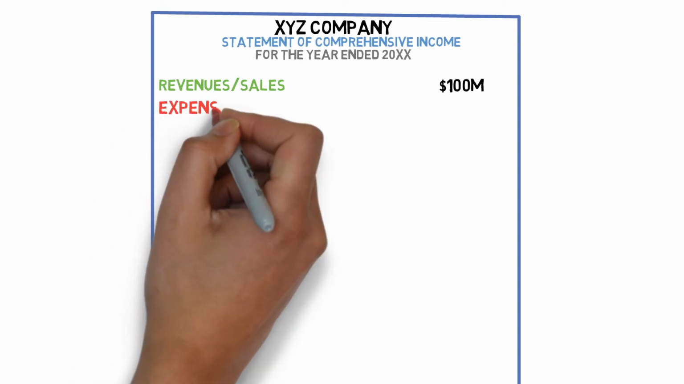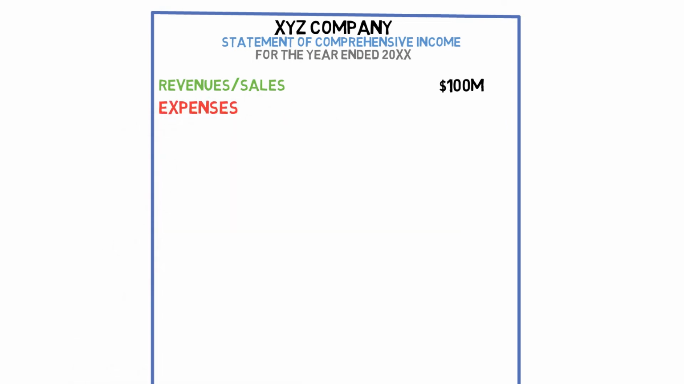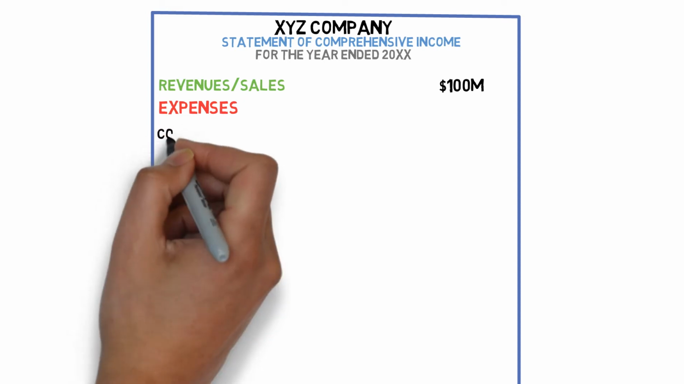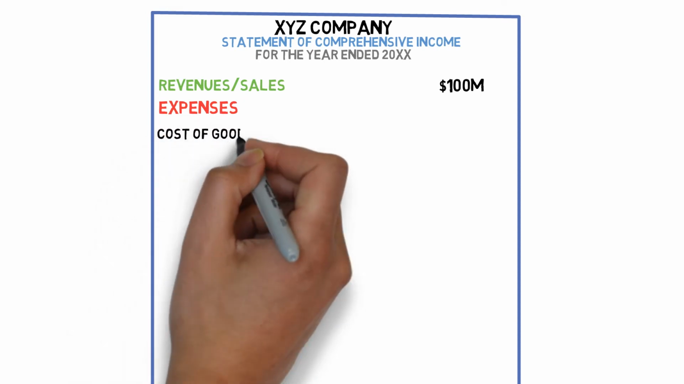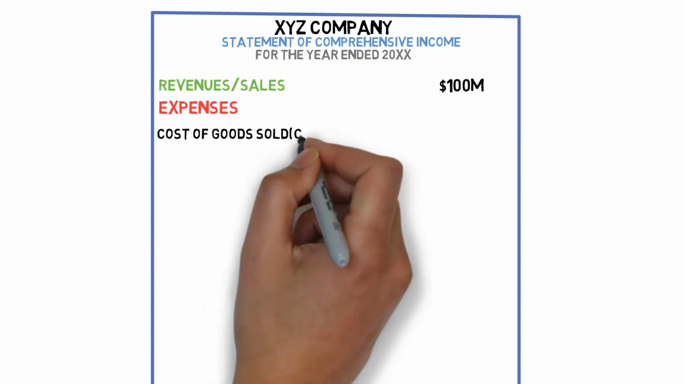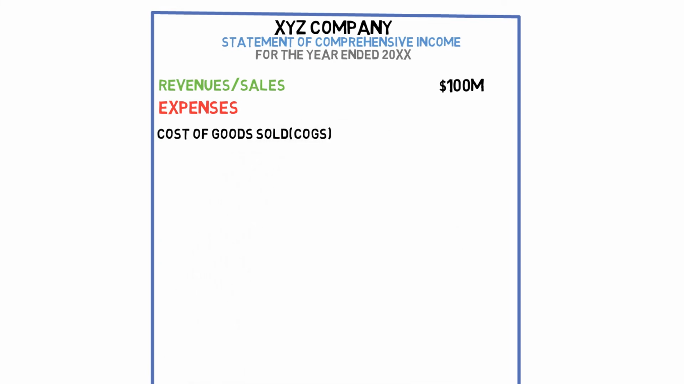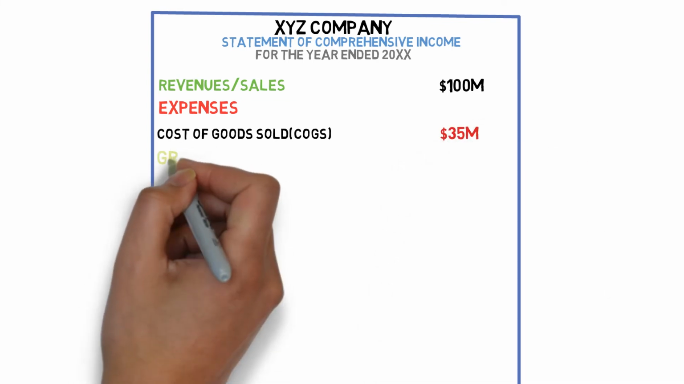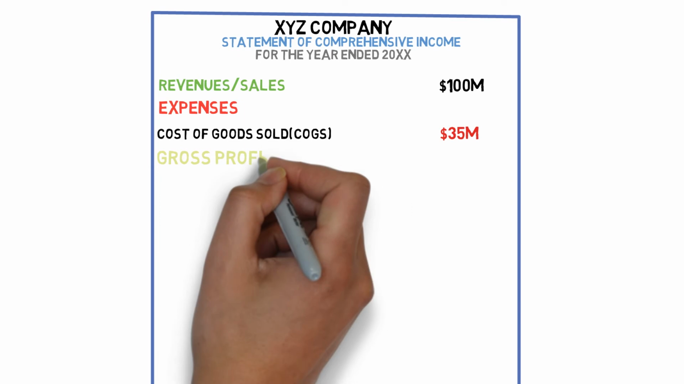Then expenses, and break those down into the following categories. Cost of goods sold. It is the amount of raw material and labor that go into the primary product of your company. By subtracting cost of goods sold, which are 35 million, from sales, we get gross profit of 65 million.